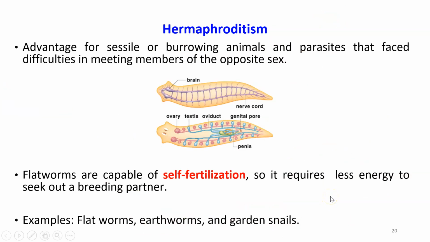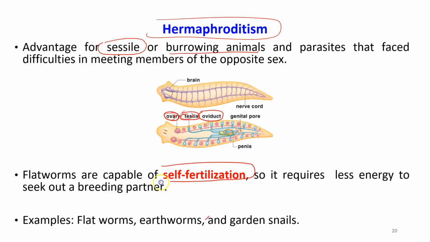So what is the advantage of hermaphroditism? It is advantageous for sessile or burrowing animals that live alone in the soil. If it is alone in the soil, it wants to reproduce, for example. So the organism can still reproduce, can still produce fertilized eggs, can still produce offspring, because the organism has both testes and ovary, with the oviduct as the duct. So it is capable of self-fertilization.